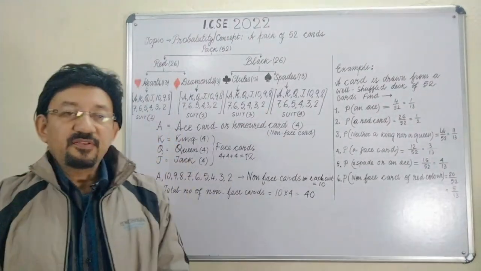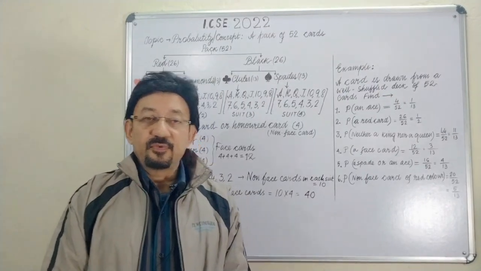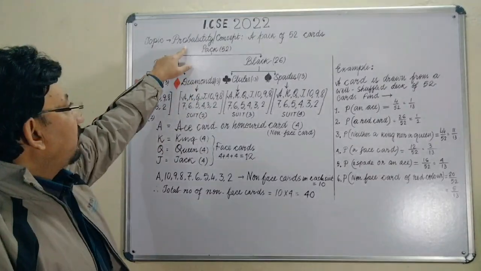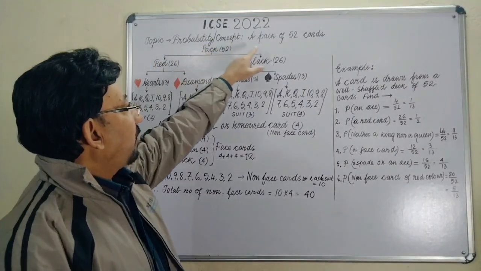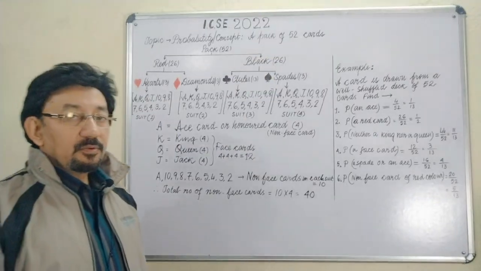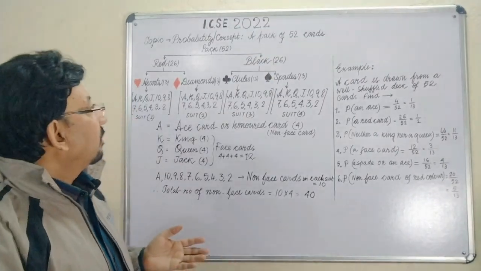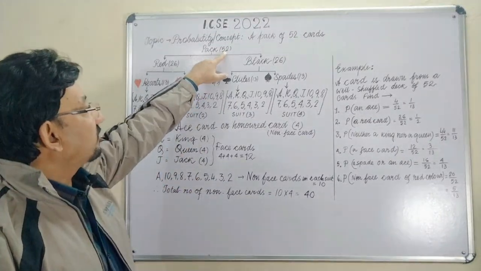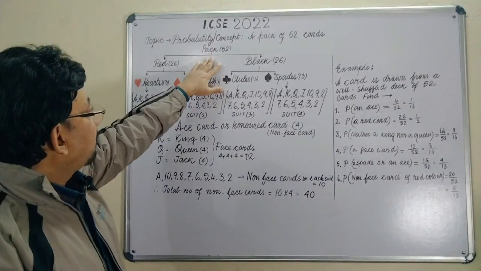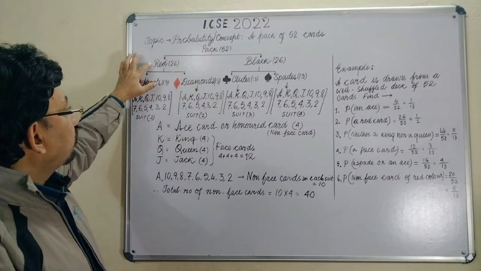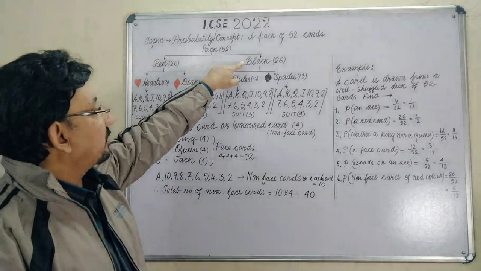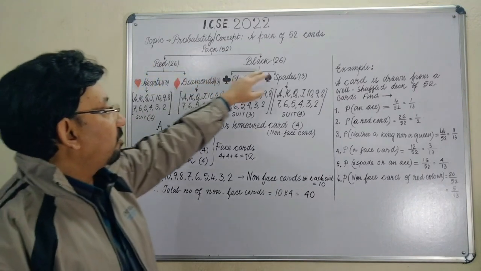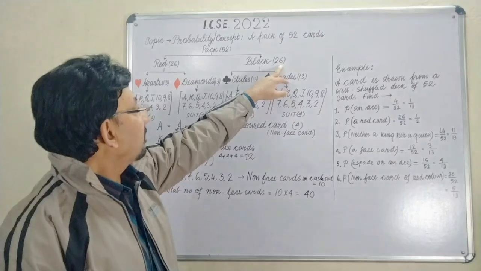Hello students. Today's topic is exclusively for the students of ICSE 2022. Topic: probability. Concept: a pack of 52 cards. You all have seen playing cards. A deck or a pack of playing cards consists of 52 cards. These 52 cards are divided into two types, red cards and black cards. The number of red cards is 26 and the number of black cards is also 26.